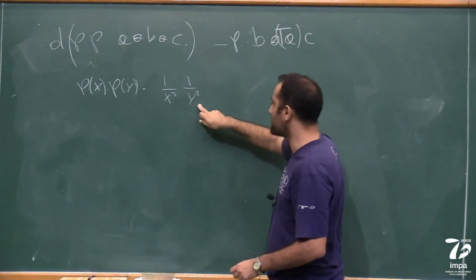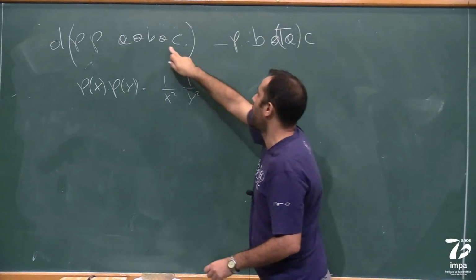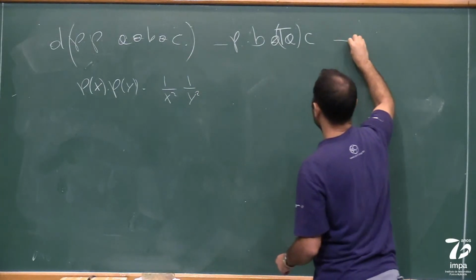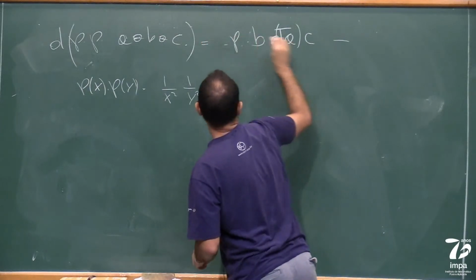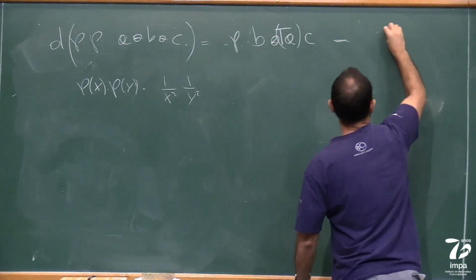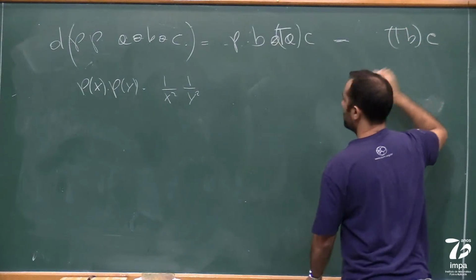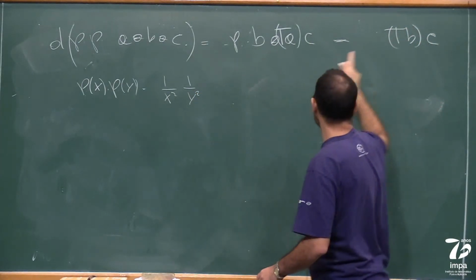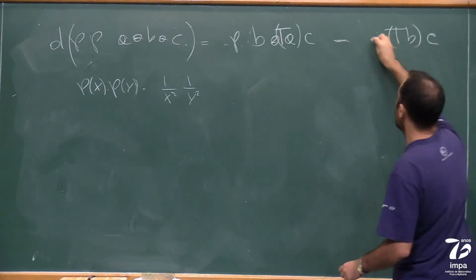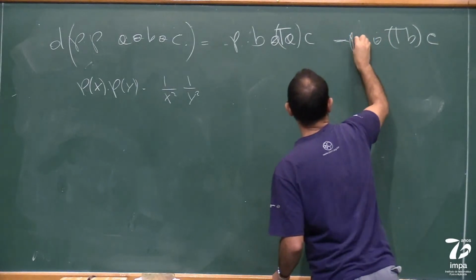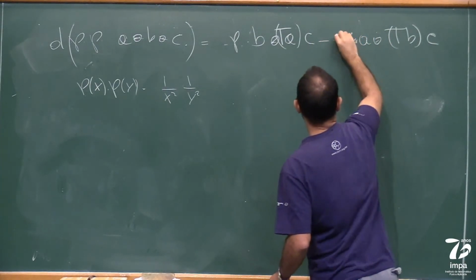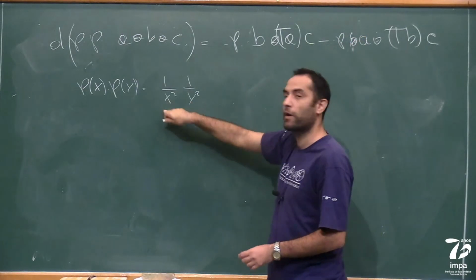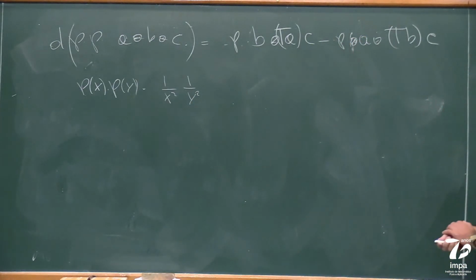And then when I look at the singularity at y equal to 0, I pick up a t of b times c, because it's 1 over y squared. This is a minus 2 product of b with c, which is this product. And then I keep my a, and I keep my pole, the Weierstrass p function, because I still have this 1 over x squared here. So that's as explicit as that.